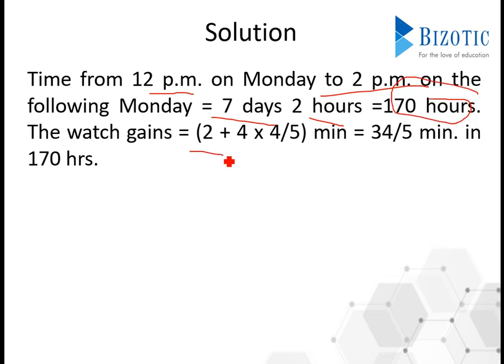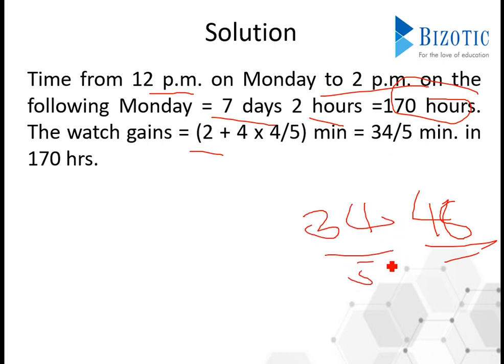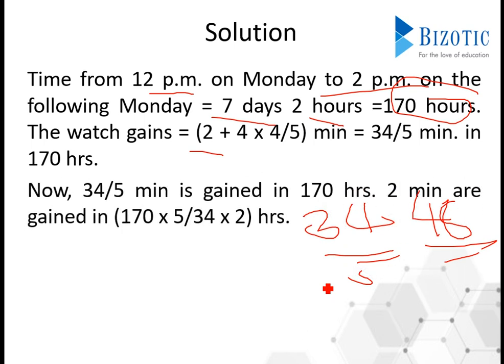The watch was 2 minutes slow, and then it has gained 4 into 4 by 5. What is this 4 into 4 by 5? It's nothing but 48 seconds. So 2 plus 4 into 4 by 5, when you convert, will be 34 by 5 minutes in 170 hours. So now cross multiplication again. If it's gaining 34 by 5 minutes in 170 hours, then how much time will it take to gain 2 minutes? Multiply this with 2 hours.